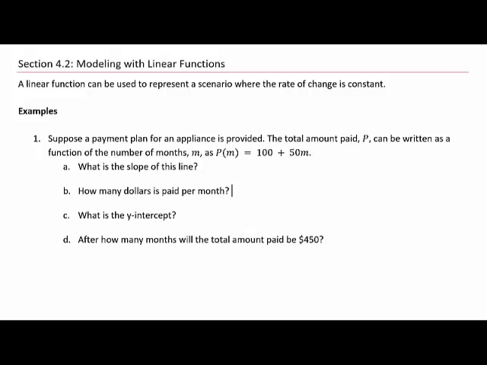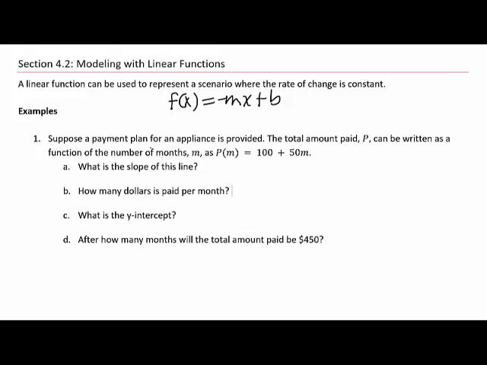Section 4.2 is about modeling with linear functions. And so remember, we can write a linear function in different ways. Most typically, we write it in slope-intercept form, or f of x equals mx plus b. But any function that has a constant rate of change is a linear function, and we're going to just see in this section how we can determine whether we have a linear function to model a given scenario.